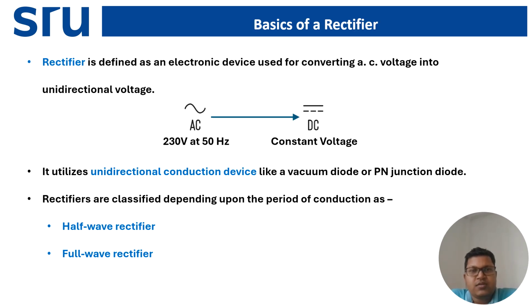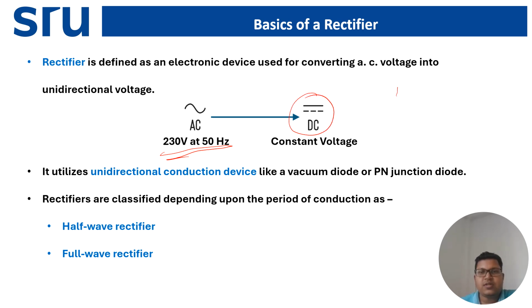Now we will see the basics of a rectifier. A rectifier is defined as an electronic device or circuit used for converting AC voltage into unidirectional voltage, that is, normally we say DC voltage. Here in the image you can see that if we give a line voltage, that is 230 volt at 50 hertz, which is the line voltage AC we see in any application, the diode is making it DC, which is a constant voltage.